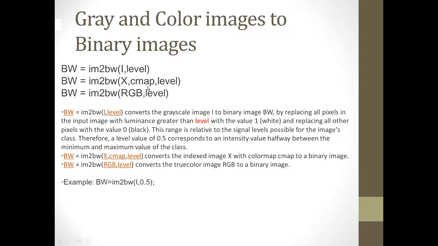The second type is the same as level, only it has a colormap. That means you have a matrix, then you have a colormap, and you put the colormap here, especially for the indexed image. So you do some conversion. If it's an RGB image, you can also do the conversion using level here. So that's converting a gray and color image to a binary image.